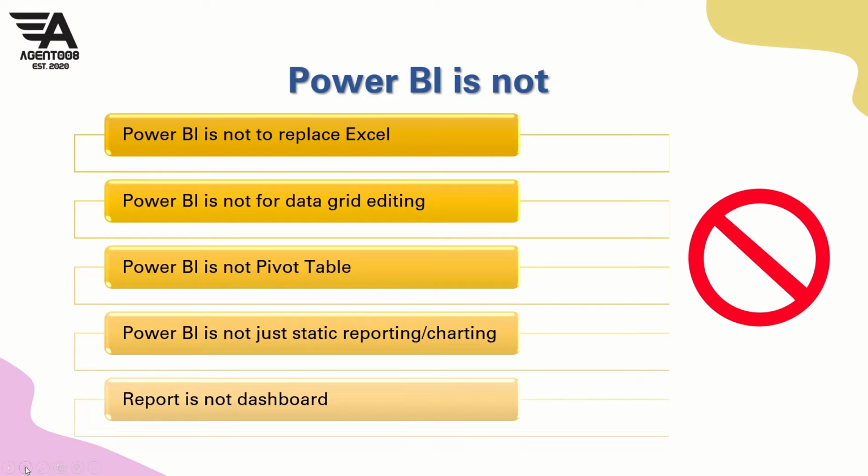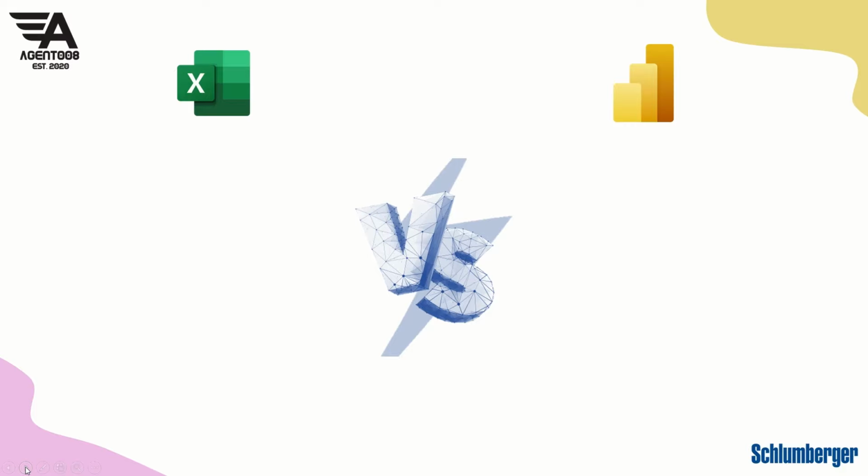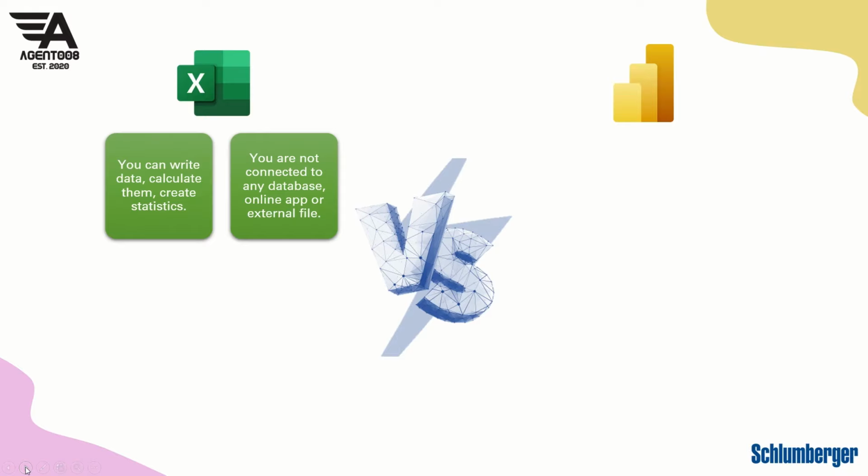So let us move. Okay, let us see now what's the difference between Excel and Power BI and how we can see the difference between each two. So actually Excel, most of the people are using Excel, and we can write data and calculate them and create a lot of charts within Excel. And with Excel you cannot connect to several data sources. You just need to open your Excel and do your calculation. You are not able to connect to any online app or external file.